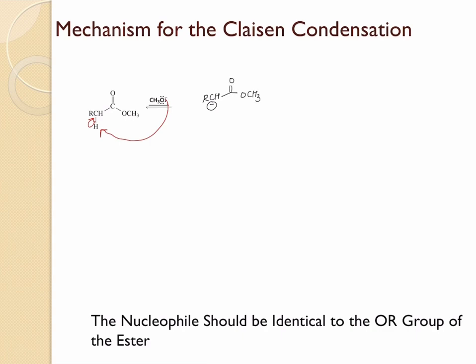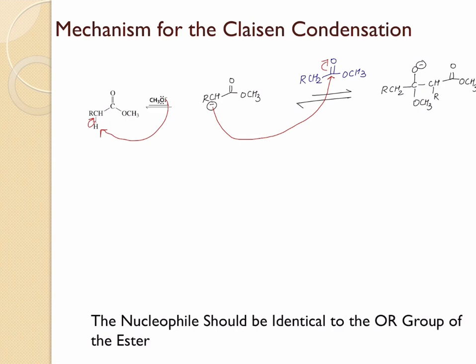In the next step, this enolate ion is going to make a nucleophilic attack on the carbonyl carbon of the other ester molecule. So let's draw the structure of the other ester molecule, where this is going to make a nucleophilic attack on this carbonyl carbon, thrusting those electrons onto oxygen to form the tetrahedral intermediate.